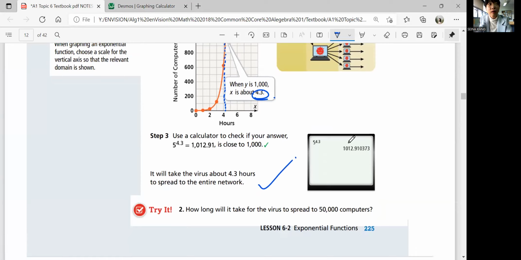So let's look at try number two. How long will it take for the virus to spread to 50,000 computers? We're using the same function. Can you figure out how many hours it would take for the same virus to spread to 50,000 computers? See if you can figure it out by yourself. Come back when you're ready for answers.